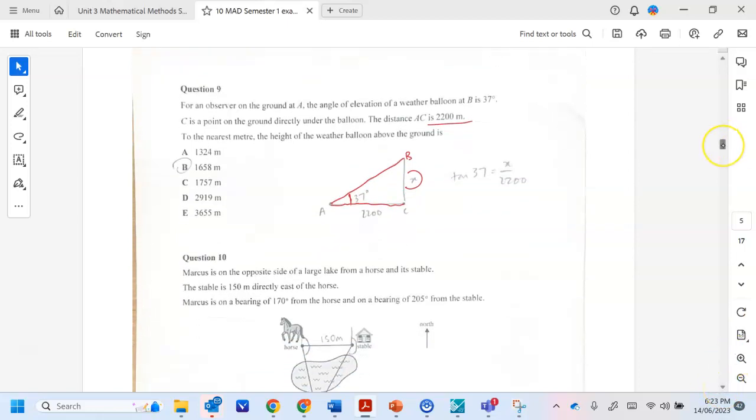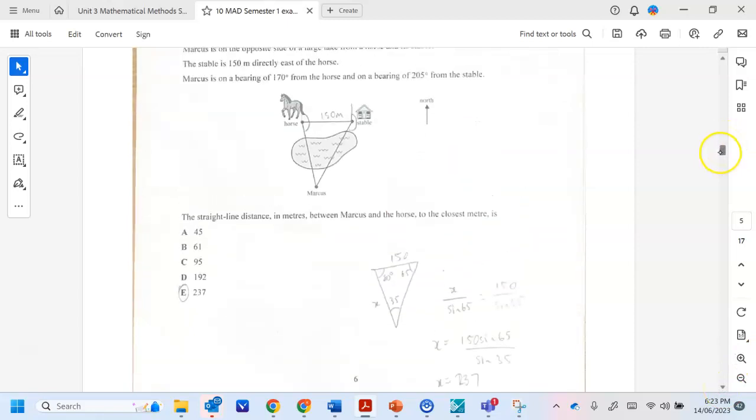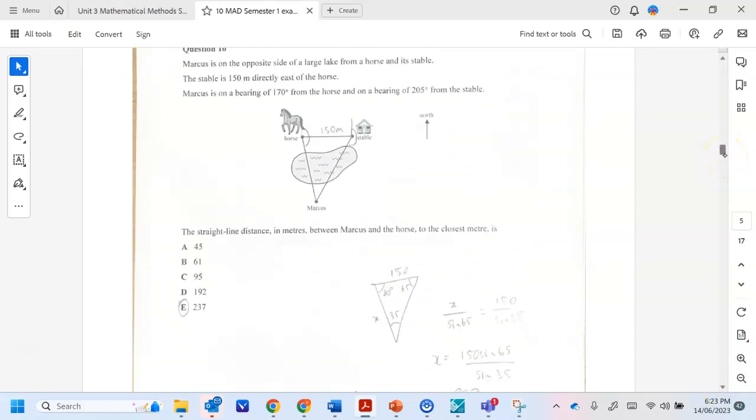All right, question 10. Marcus is on the opposite side of a large lake from a horse and its stable. The stable is 150 meters directly east of the horse. So we've got a diagram there. I've just added that 150. Marcus is on a bearing of 170 from the horse.